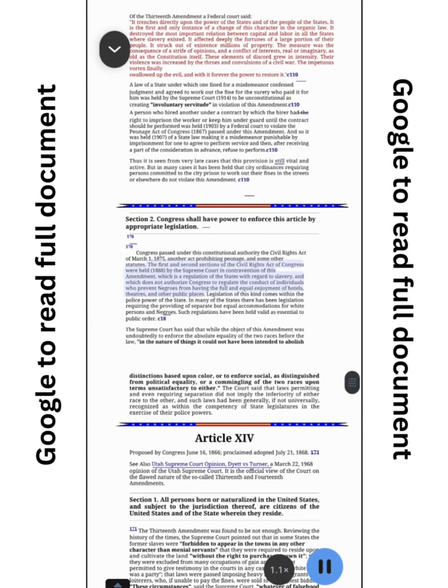The first and second sections of the Civil Rights Act of Congress were held, 1888, by the Supreme Court in contravention of this amendment, which is a regulation of the states with regard to slavery, and which does not authorize Congress to regulate the conduct of individuals who prevent Negroes from having the full and equal enjoyment of hotels, theaters, and other public places. Legislation of this kind comes within the police power of the state.